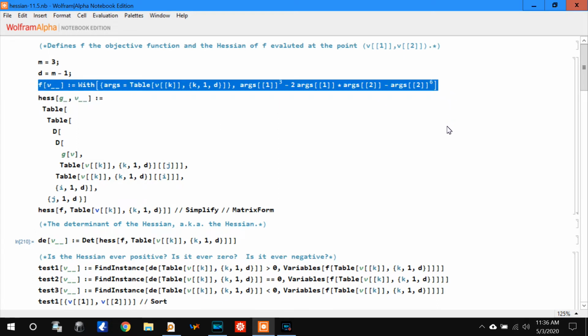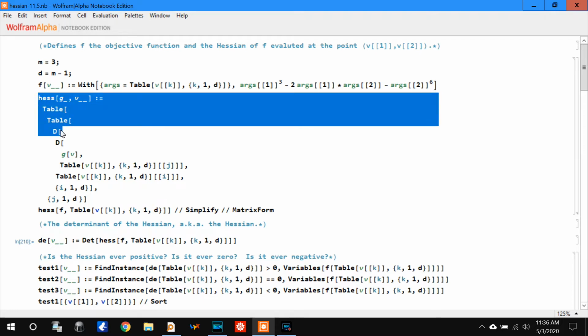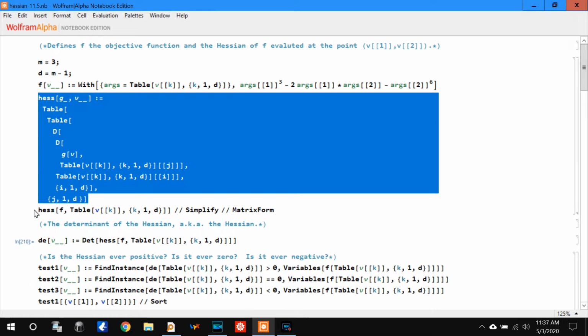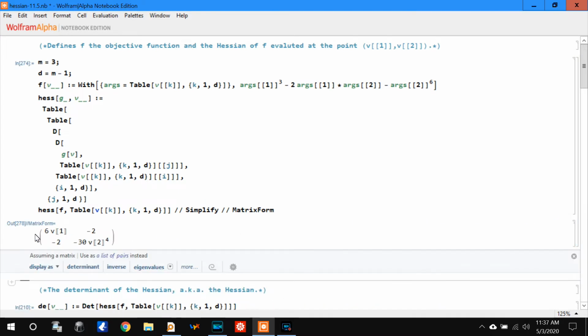This is the function that we're going to use as the example. So args1 means x, args2 means y. This is the function that we're going to envision here today. This is the function that is defining the Hessian, and then this is that function applied to the variables v1 and v2. So let me evaluate that. So that is the Hessian of the function here.